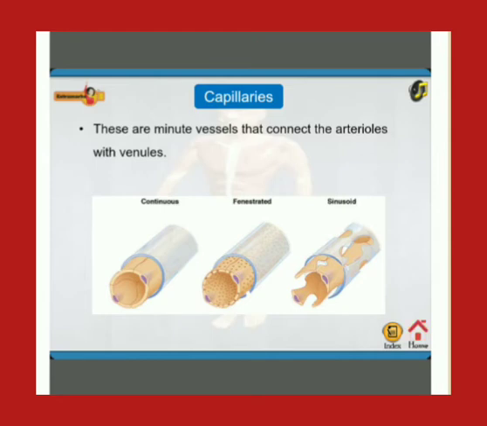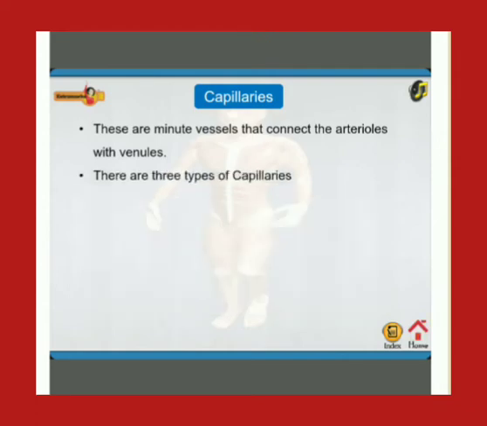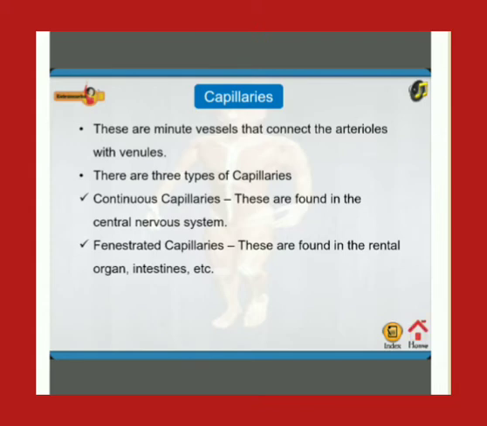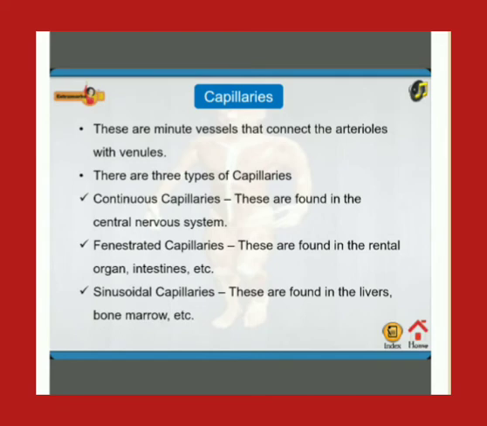Capillaries are minute vessels that connect the arterioles with venules. There are three types of capillaries. Continuous capillaries are found in the central nervous system. Fenestrated capillaries are found in the renal organ, intestines, etc. Sinusoidal capillaries are found in the liver, bone marrow, etc.